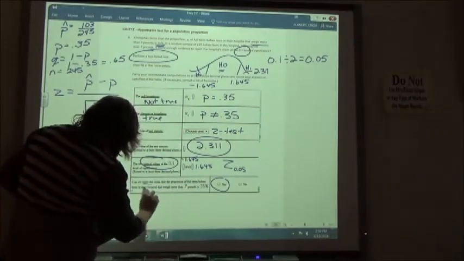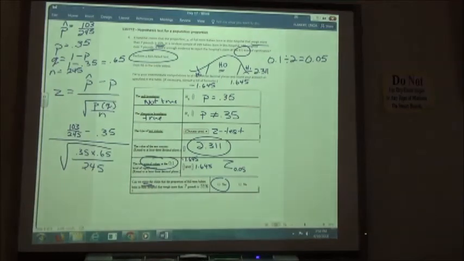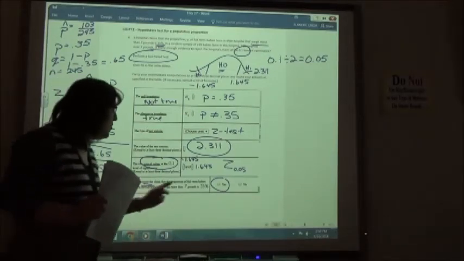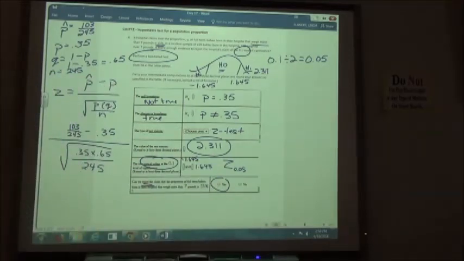Somewhere in there it says, can we reject the claim? If it would have said, can we accept it, we would have said, no, we can't accept it. It's not equal to 0.35. That's right. So can we reject it? Yes, it is not equal to that 0.35. It doesn't land in that middle section.